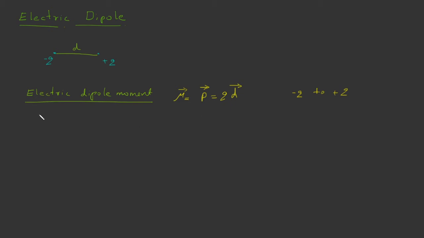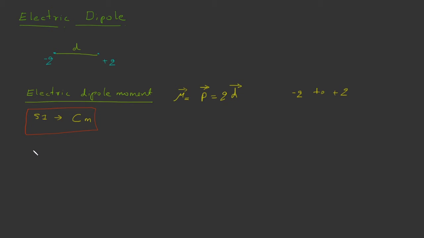What is the SI unit of electric dipole moment? We know it is the product of charge and distance. Therefore, the SI unit of electric dipole moment is Coulomb meter. That is the SI unit of charge times the SI unit of distance. So we got the SI unit of electric dipole moment is Coulomb meter.